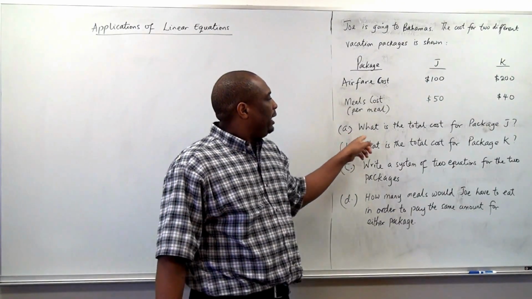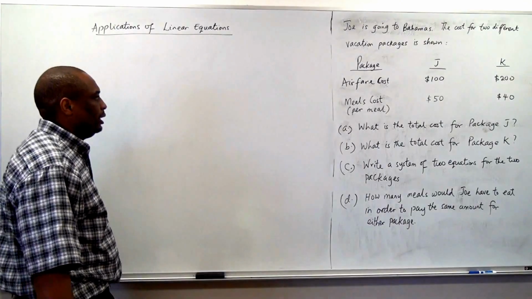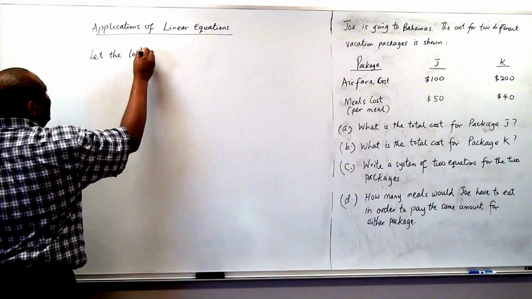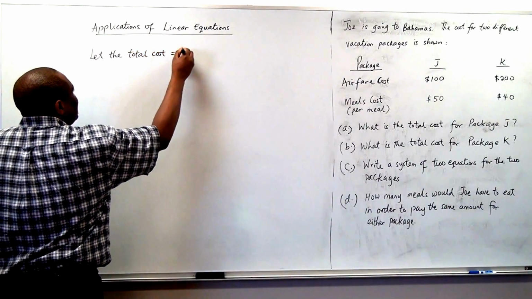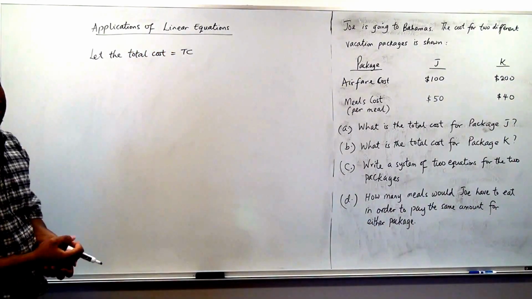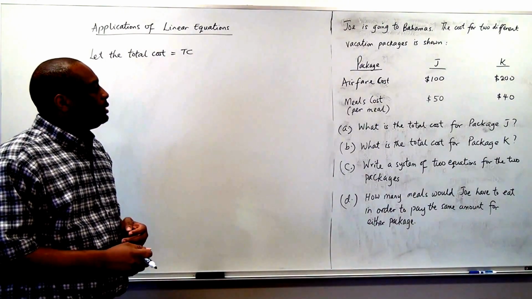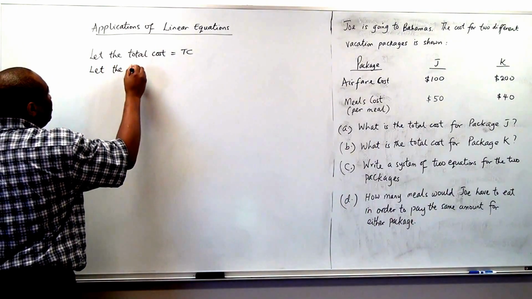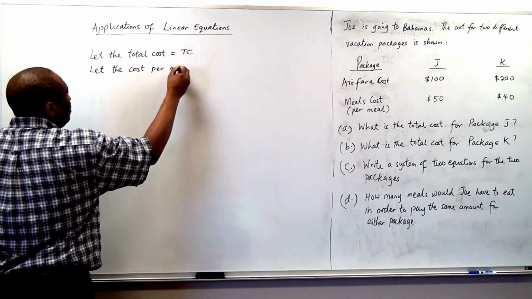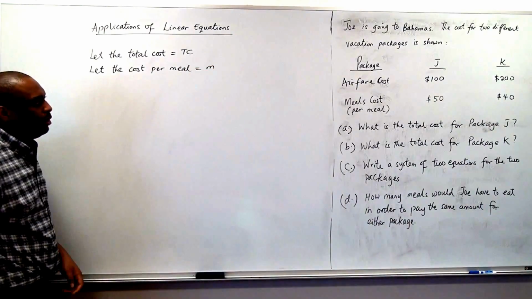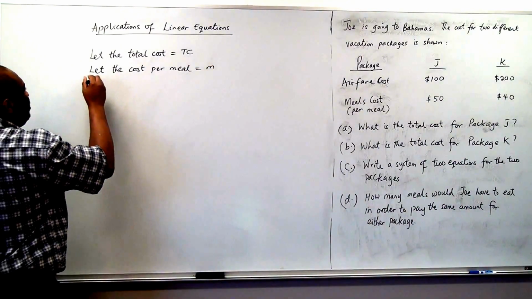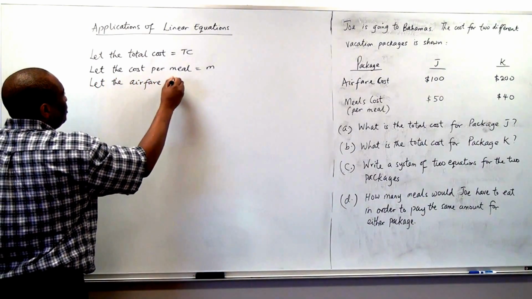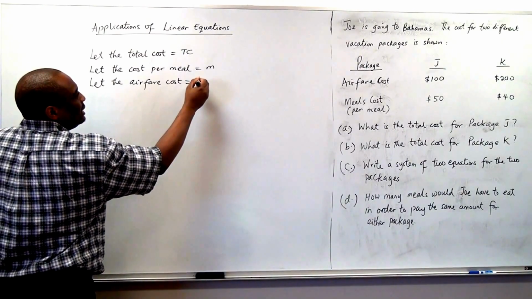Okay? A, what is the total cost for package J? So let's say the total cost, we just say let the total cost be TC. TC meaning total cost, right? And let the cost per meal be small m. And let the airfare cost be, let's say, A.